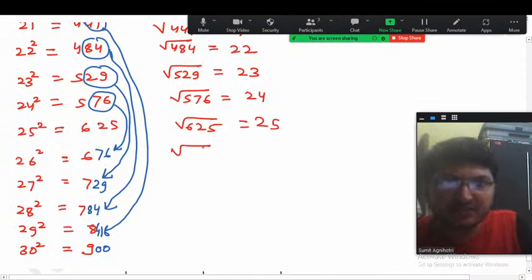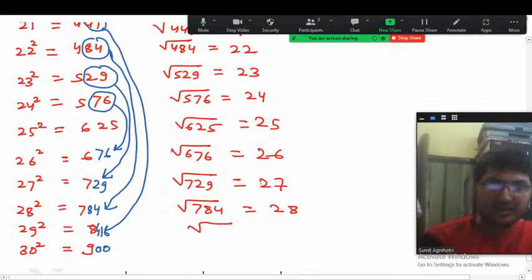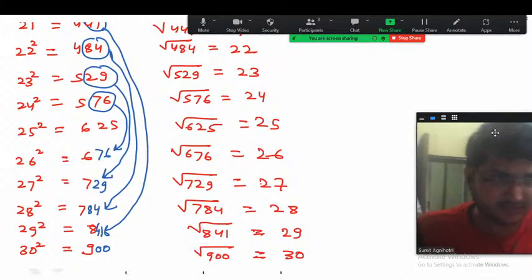Okay, now square root of 676 is 26. Similarly, square root of 729 is 27, and square root of 784 is 28. Square root of 841 is 29. In the next class, Pradyumna, I am going to ask all these square roots. Square root of 900 is 30. Okay, yes, sir.